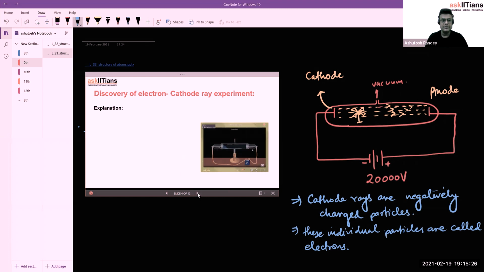So I made this whole arrangement to show how they discovered the electron and what the cathode ray experiment was. Whenever you connect a very large voltage and do this setup, the electrons are going to emerge from this cathode and move towards the anode. We call them cathode rays, and they are made up of negatively charged particles only, and that's why we say that electrons are negatively charged particles. Okay, next.